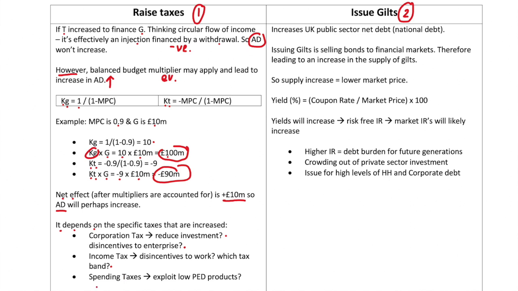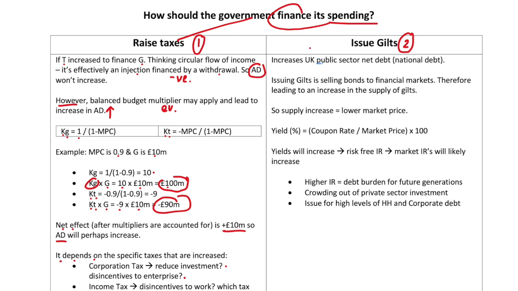Also, you might want to go down the spending taxes, so the indirect taxes route. You could look to exploit anything that's got inelastic demand, like cigarettes or alcohol. Okay, so that's looking at raising taxes as a way of trying to finance your spending. But now we need to look at issuing gilts, being the other likely route.